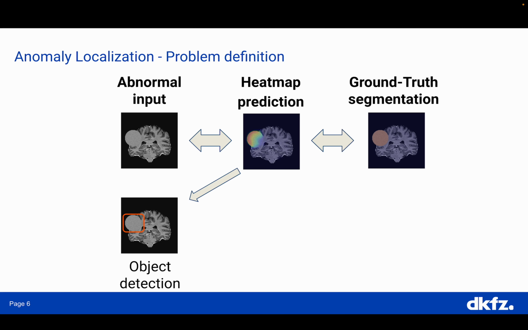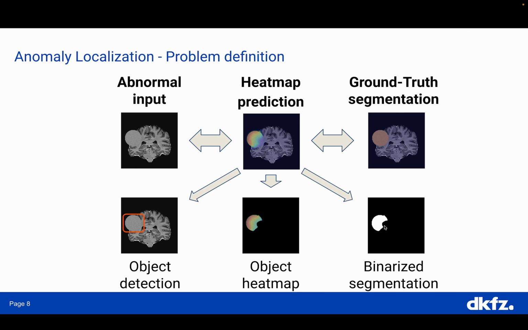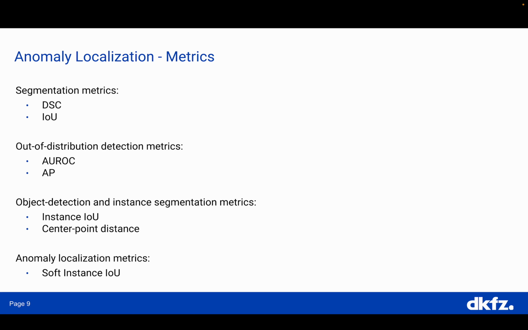One method could be object detection. Basically, turn the heat map or the ground truth into objects and then use object detection metrics. Another method would be to binarize the heat map and then calculate classical segmentation metrics between the ground truth segmentation and the binary segmentation. Lastly, you could also use the object heat map and use metrics for that. So this gives different problem definitions and different metrics.